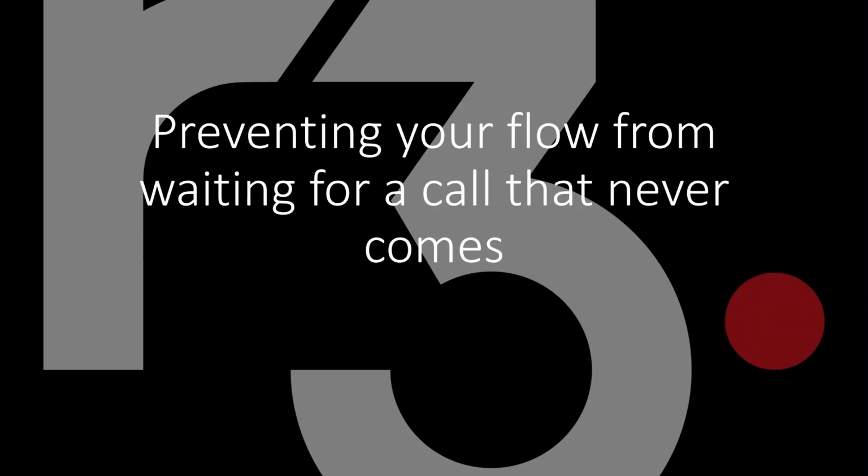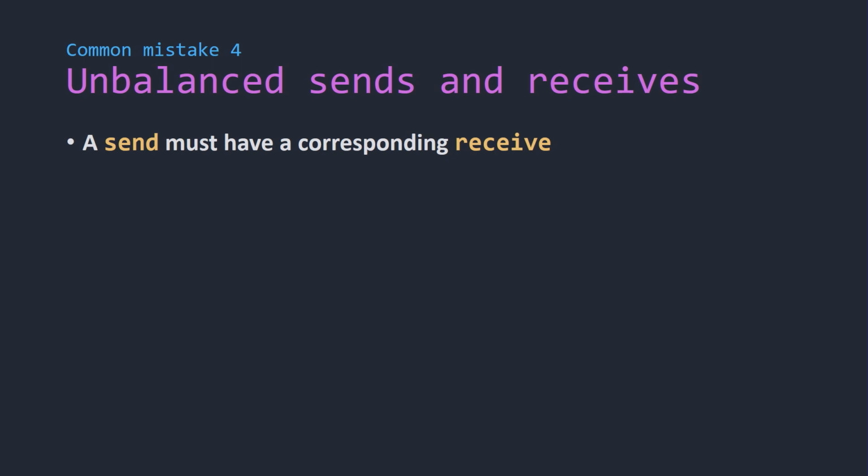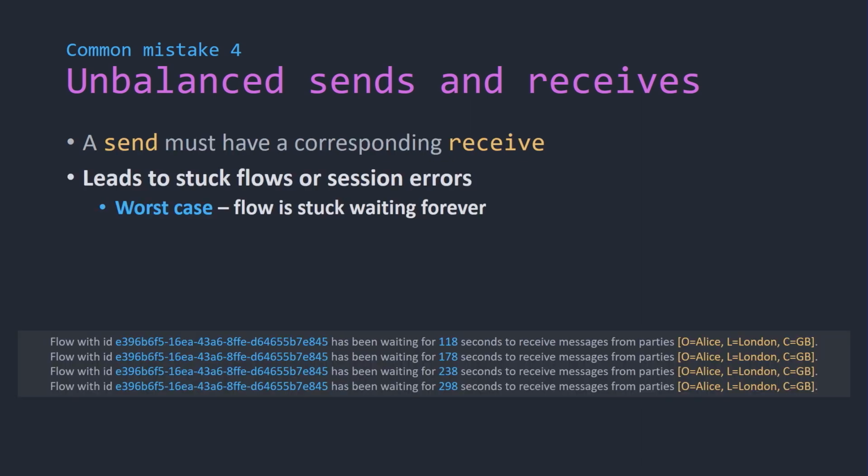Finally, we come to the last section, which is preventing your flows from waiting for a call that never comes. So the last common mistake that I'm covering here today, there are a lot more, is having unbalanced sends and receives. So every send must have a corresponding receive, period. If you don't, there are two different outcomes that occur. First case, and the worst case in my opinion, is a flow stuck waiting forever.